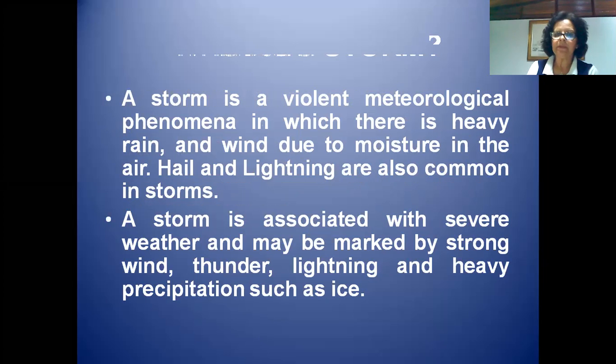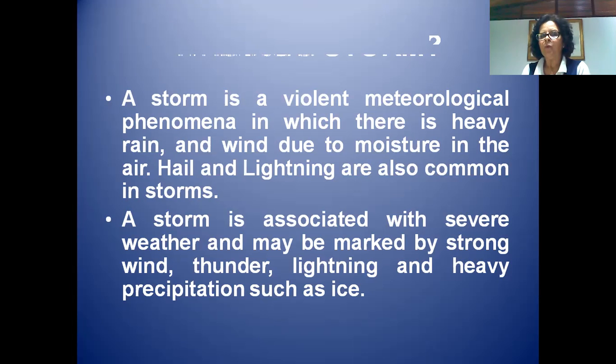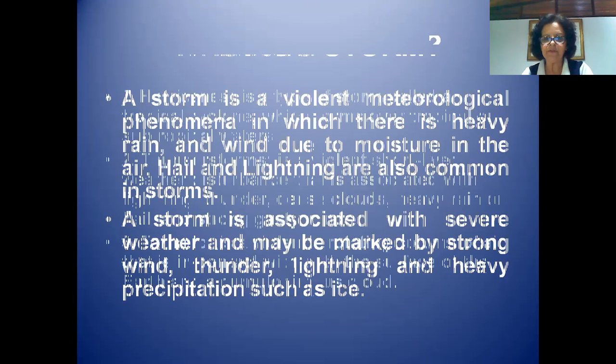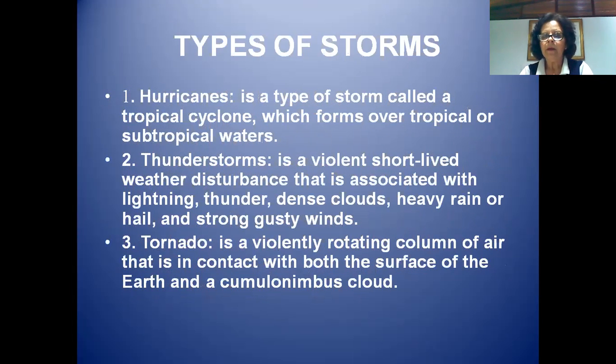What is a storm? It's a violent meteorological phenomenon in which there is a lot of rain, heavy rain, and wind due to moisture in the air. Hail and lightning are also common in these storms. Also, they are associated with weather and may be marked by strong wind, thunder, lightning, and heavy precipitation such as ice.